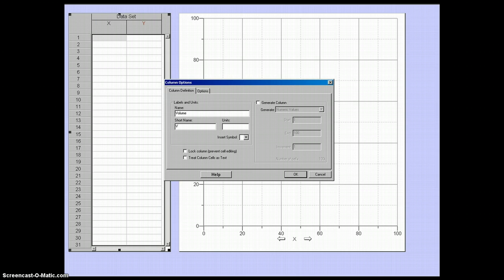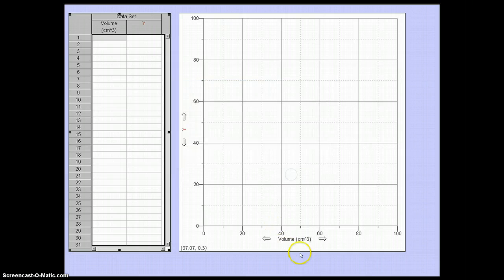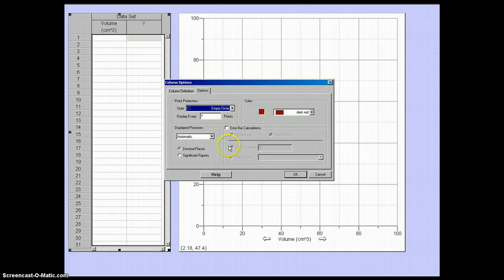Short name is capital V, and the units are in centimeters cubed. And for options, we want to make sure that all our answers are to 1 decimal place. You select that and click OK. What's really neat is it automatically labels your x-axis on your graph when you label it in the data table. We'll double click on the y here. We'll do the same thing.